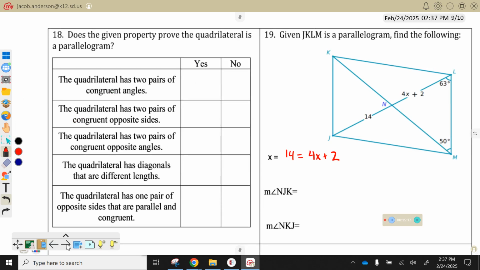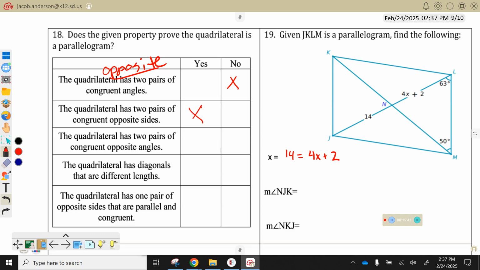Does the given property prove the quadrilateral is a parallelogram? Or in other words, is this one of the 7 that we wrote down? The quadrilateral has 2 pairs of congruent angles. I'm going to say no to this because that one does not say the word opposite in it. You need to be looking for that opposite word. They need to be opposite angles that are congruent. The quadrilateral has 2 pairs of congruent opposite sides. There you go. That one's correct.